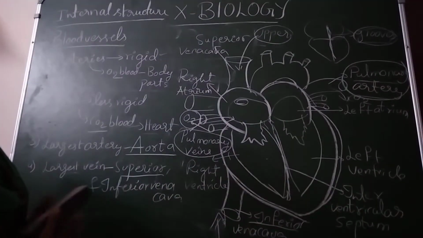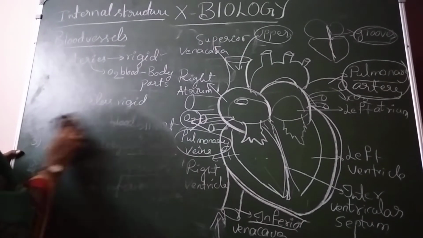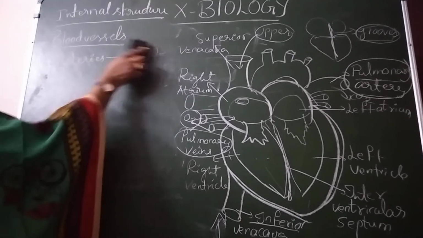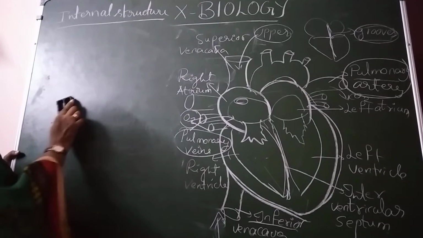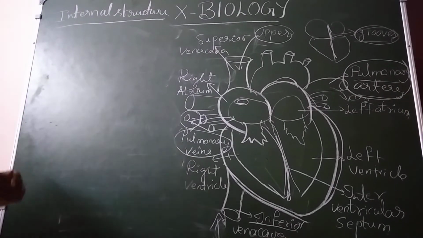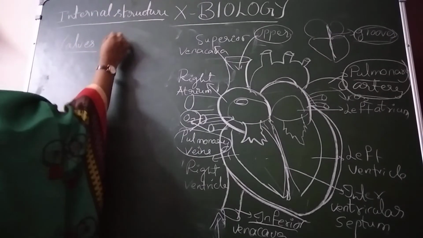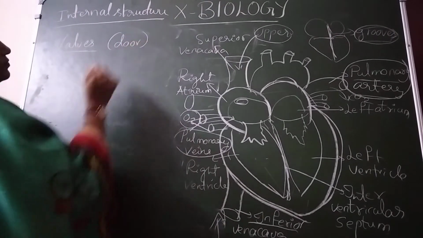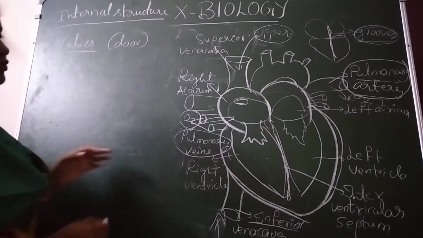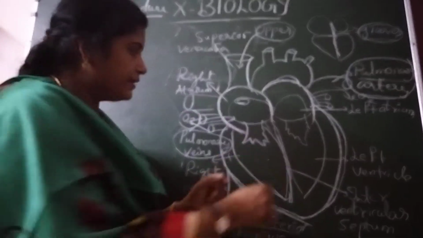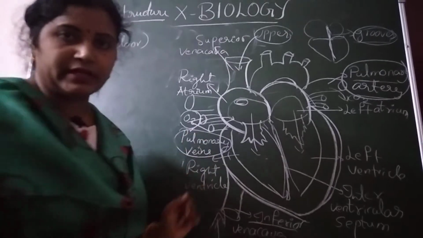Right. So next we will go to another important small topic, that is valves. Valves, everyone has to know about valves. So what are these valves? Valves, in simple words I will say as a door. Yes. So why? Because the valves are going to regulate the flow of blood from atriums to ventricles.